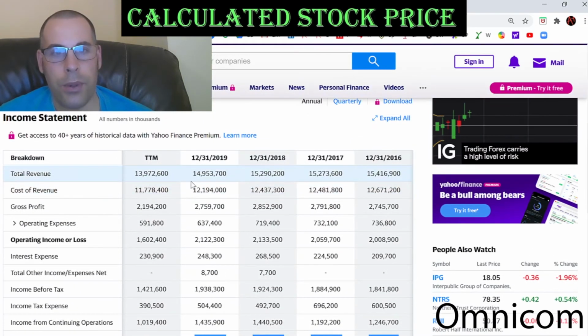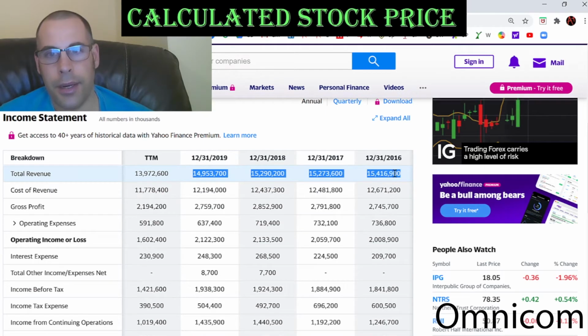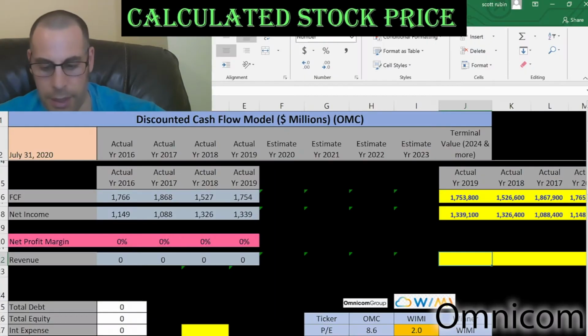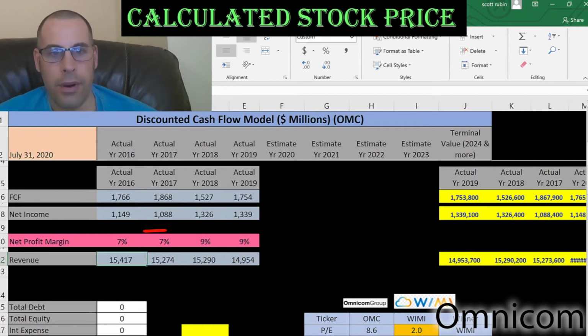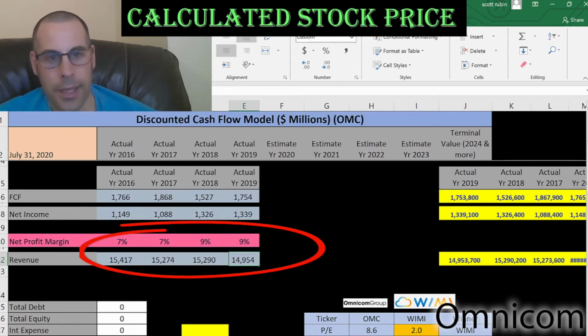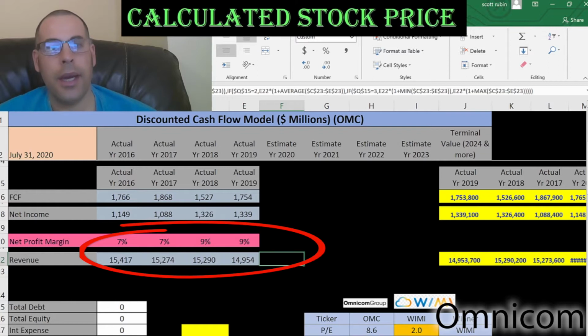Now I'm going to pull the revenue, which are the sales for each year. That's also on the income statement. You want to take a look at the numbers to make sure they look okay. Revenue has been pretty steady. It's been declining a little bit each year.